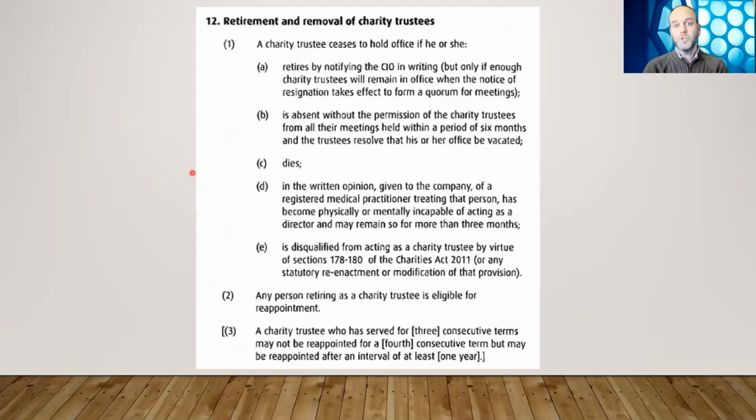Part C, you die. A trustee dies, then they're removed from office. Okay, worst case scenario.